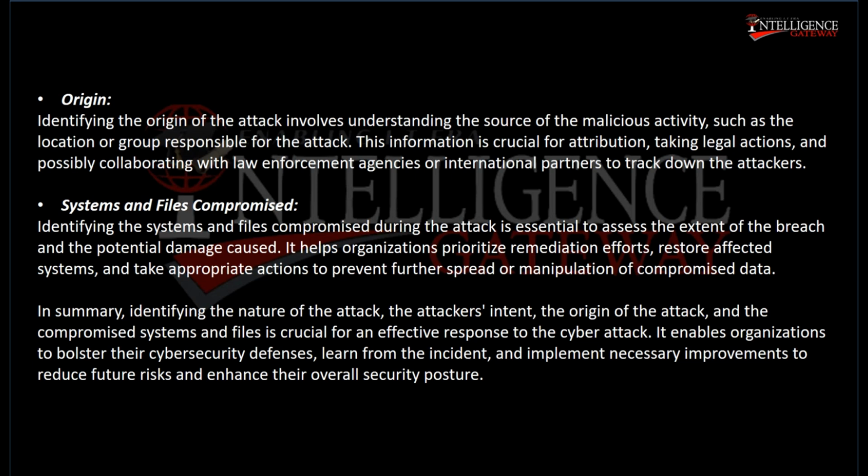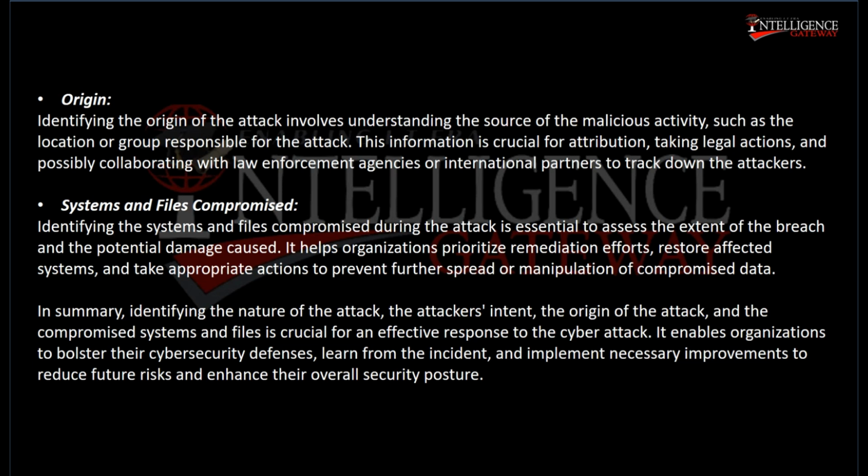Systems and files compromised. Identifying the systems and files compromised during the attack is essential to assess the extent of the breach and the potential damage caused. It helps organizations prioritize remediation efforts, restore affected systems, and take appropriate actions to prevent further spread or manipulation of compromised data.